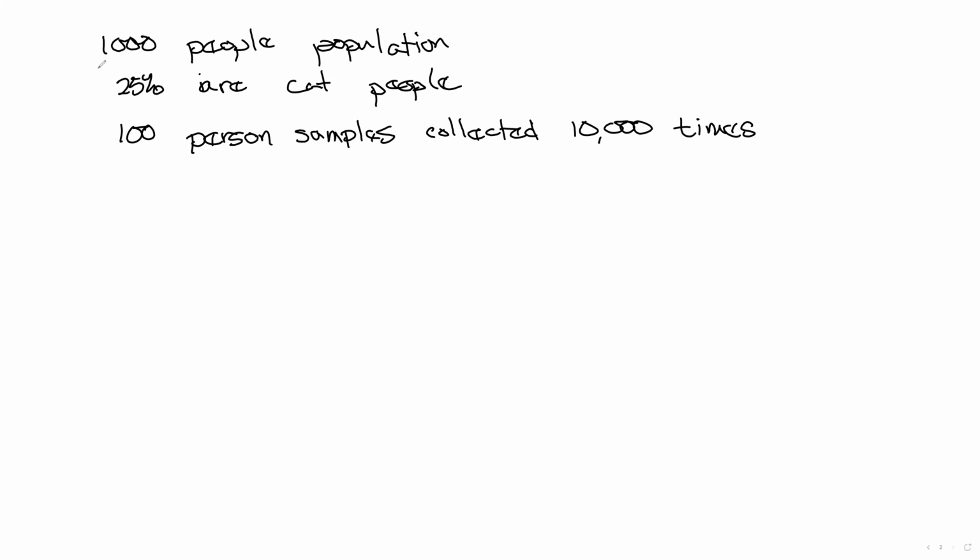We had a computer do a simulation where these are the scenarios. You've got 1,000 people, 25% are cat people. You're doing 100-person samples that are selected randomly, which I didn't put here, but is actually critically important. Randomly collected, that's a key word. And then you did that 10,000 times. And when we did that, we ended up with the following picture. This was our result.